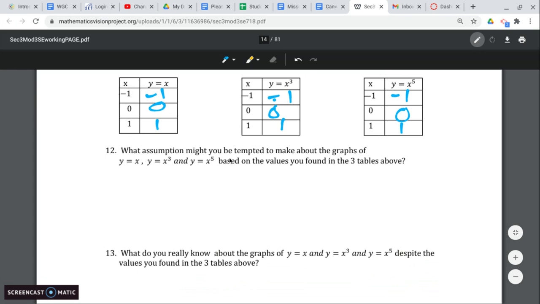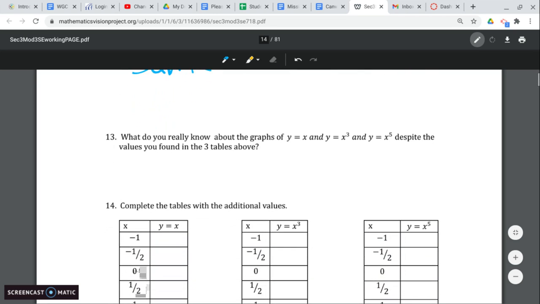Number 12, what assumption might you be tempted to make about the graphs of y equals x to the third, and y equals x to the fifth based on the values you found in the three tables above? Well, what do we notice? They're all the same. They'd be the same if we based it off of those points. So what do we really know about these graphs, despite what we found in the tables? Well, they are different.